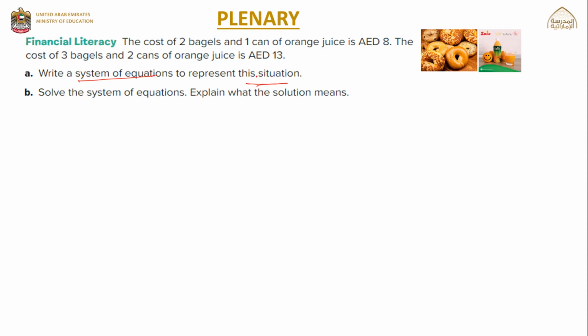So what's the situation? They're talking about the cost of 2 bagels and 1 can of orange juice, which is 8 dirhams. Again, the cost of 3 bagels and 2 cans of orange juice, which is 13 dirhams. And you're asked to write a system of equations. When you're asked to do so, make sure that you assign some variables. Let bagels be x and the orange juice be y.